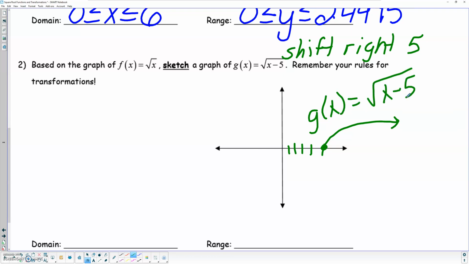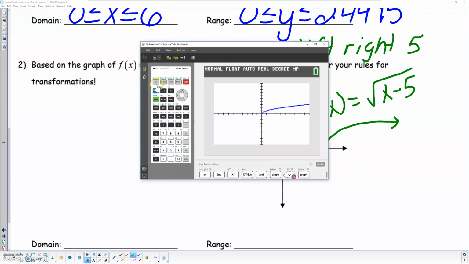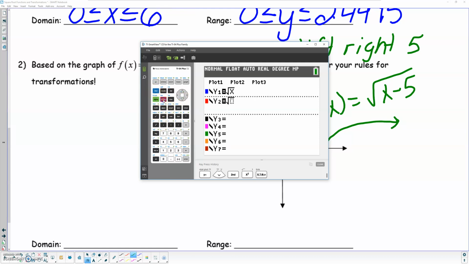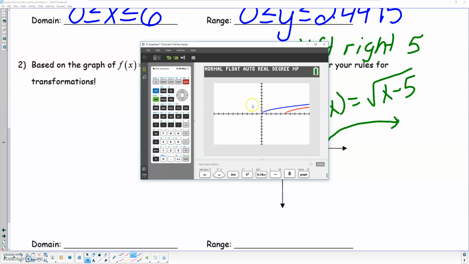Okay, and again, what's really nice about questions like this, we can verify it with our calculator. So if I go back to y equals, and now in y2, I type in the square root of x minus 5, and I hit graph, all right, you'll see it's the same graph, we're just moving it over 5 units to the right.